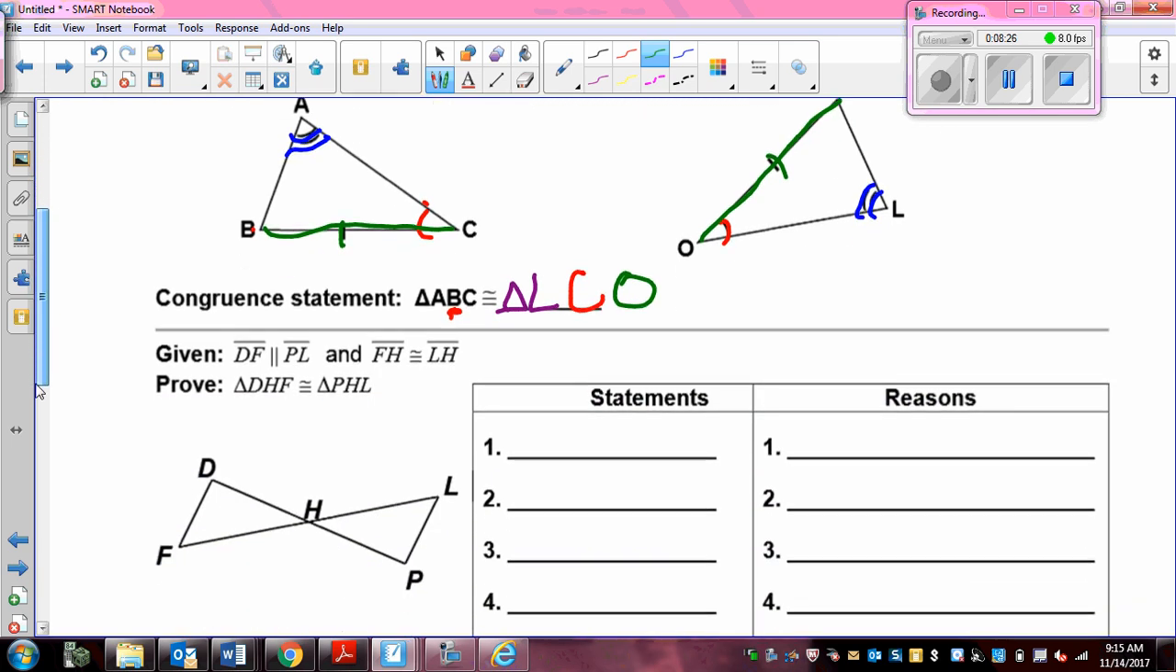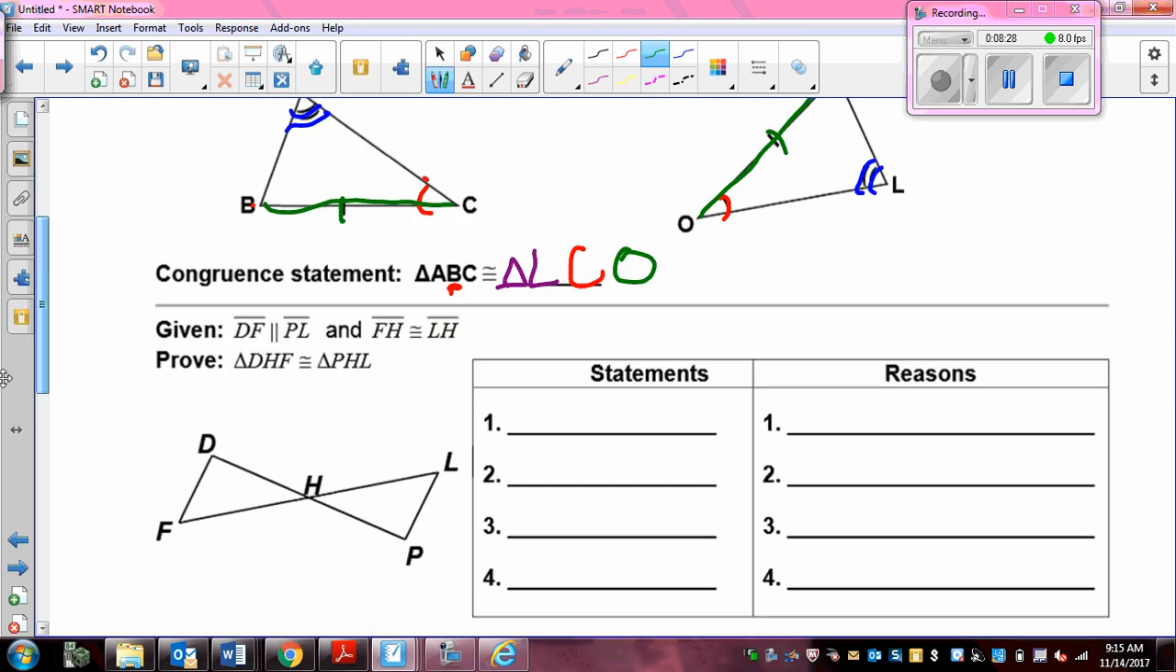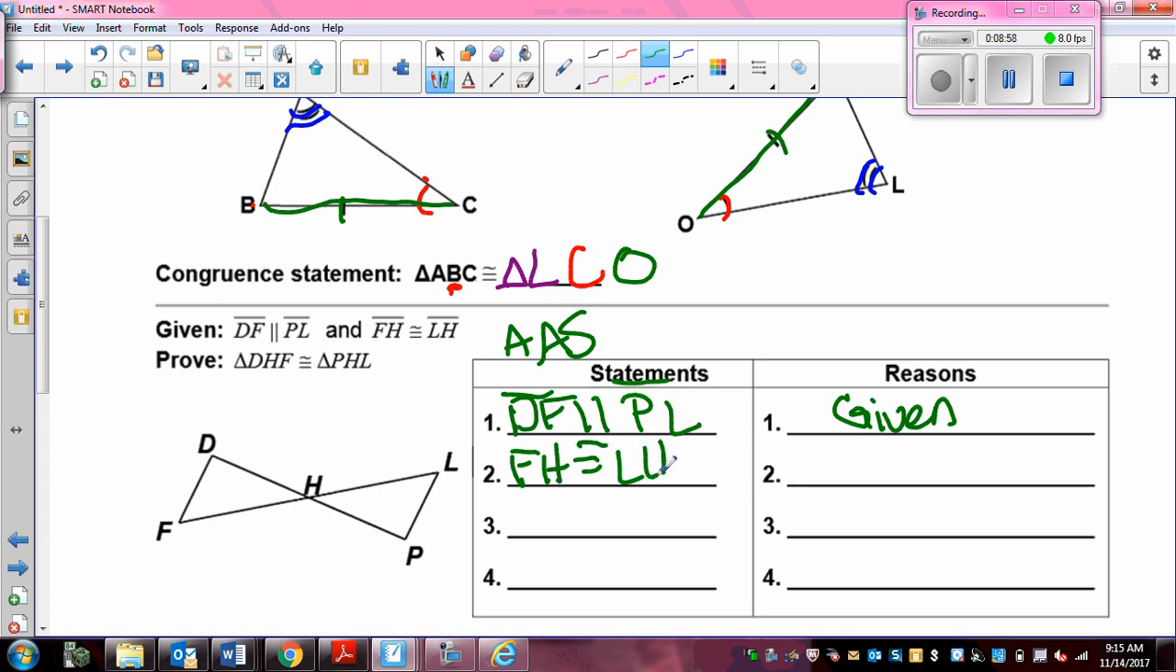Let's go over another proof using now angle, angle, side relation. Angle, angle, side. This is what we're going to try to prove. So it says given these two are parallel and these two are congruent. So this time they're giving it to us, but they're not plugging it in. We have to plug it in. So it says DF is parallel to PL. Put a line above them. And this is given. They wrote it in there, but it is given. And then also FH is congruent to LH. And this is also given.